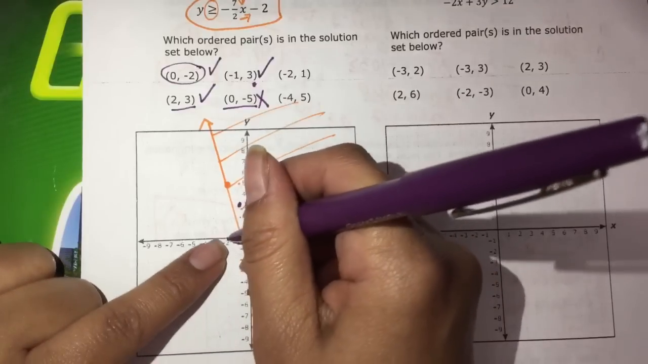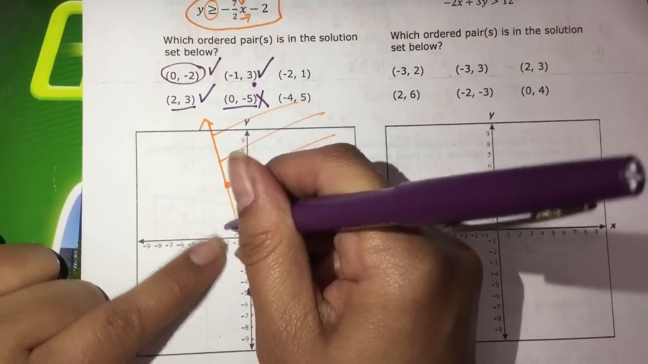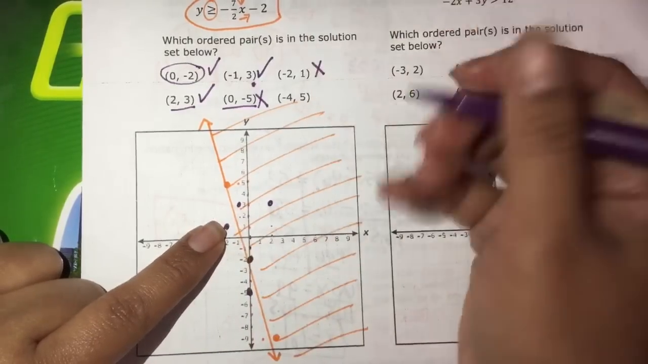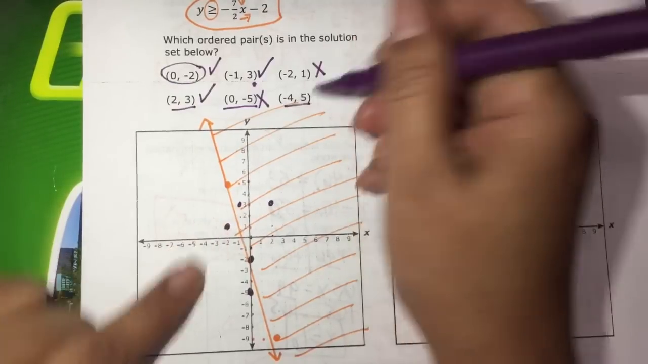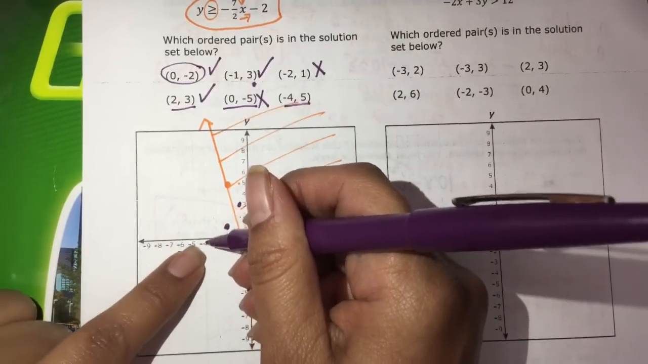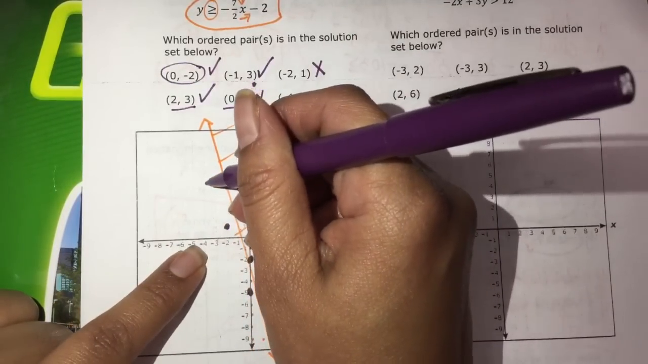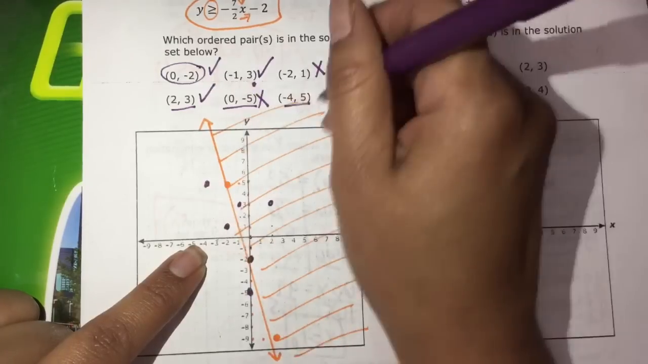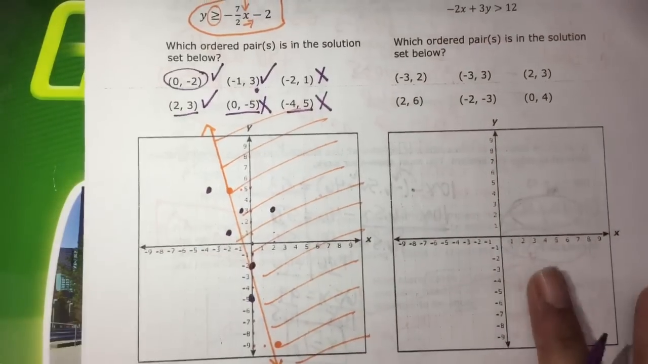-2, 1. Go to the left, -2, up 1. It's not in the shaded region. It's not in the solution set. And the last one, -4, 5. Here's -4, up to +5. It is not in the shaded region, so no, it's not part of the solution.